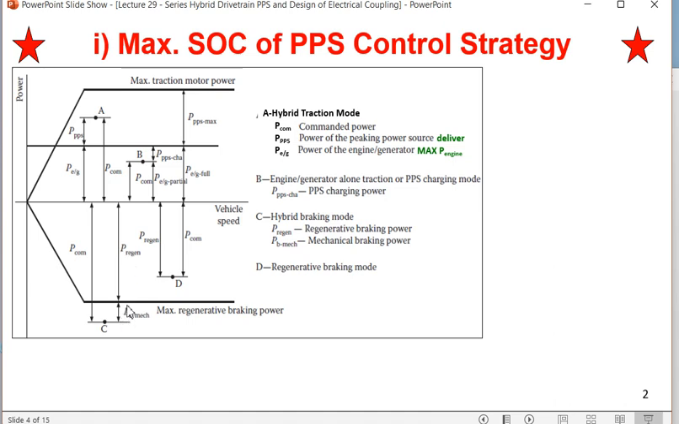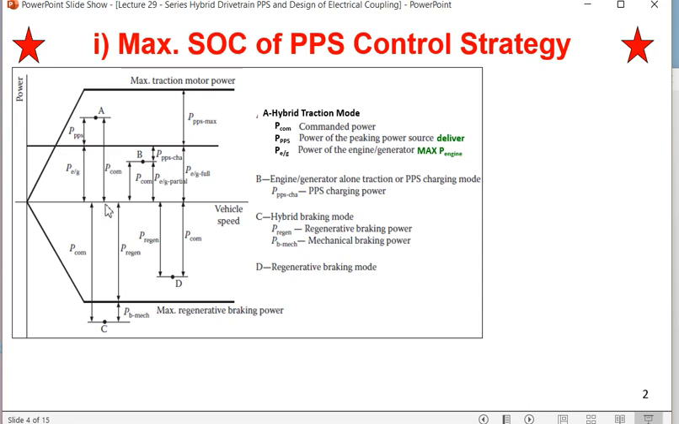So P regen is the electrical brake power, and P brake, B stands for brake, is the mechanical power. If the driver asks for total power C, which is called hybrid braking mode, P regen is the regenerative braking power and P brake is the mechanical brake power. So from 0 to C, in the opposite direction of traction, the total power is produced by this much electrical power plus this much mechanical power. This is PCOM, the commanded brake power. How do we know this is brake power? Because it is in the opposite direction of the traction.